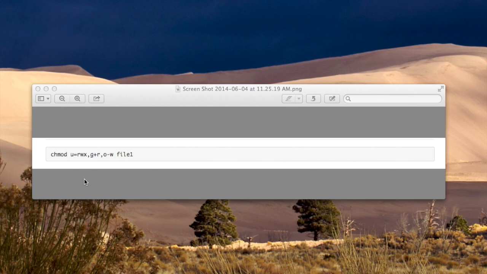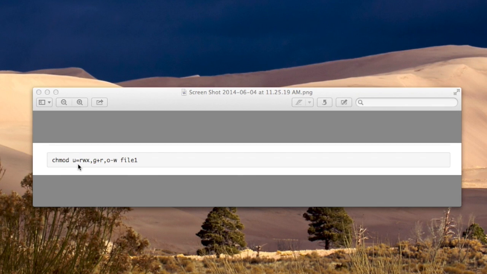It uses characters. There's another method which specifies the mode using what's called octal, and I'll show that later. This particular command is adding read, write, execute to the user, who is the owner, and read to the group, and it's taking away the write permission from the others. Notice U, G, and O can be on the left side, and then there's an equals or a plus or a minus, and then on the right side you can have read, write, and execute.